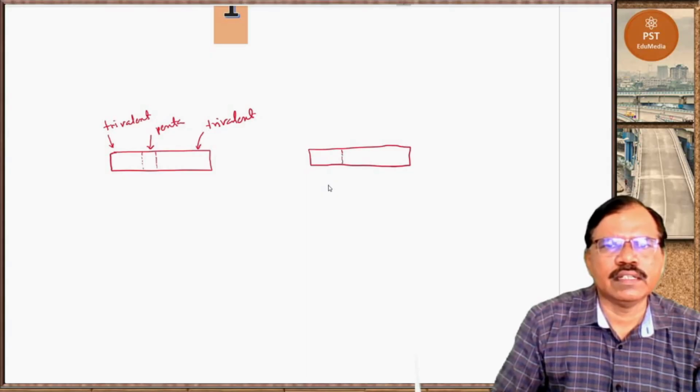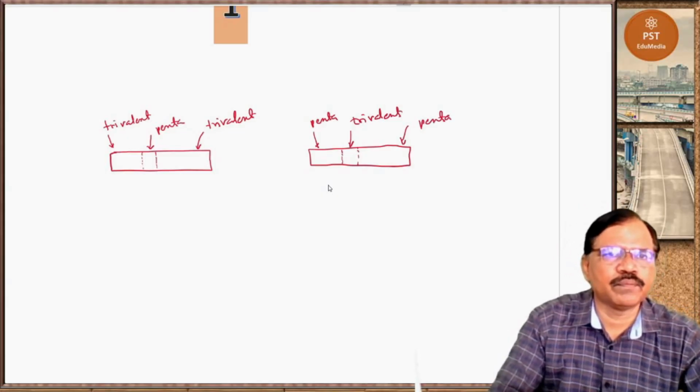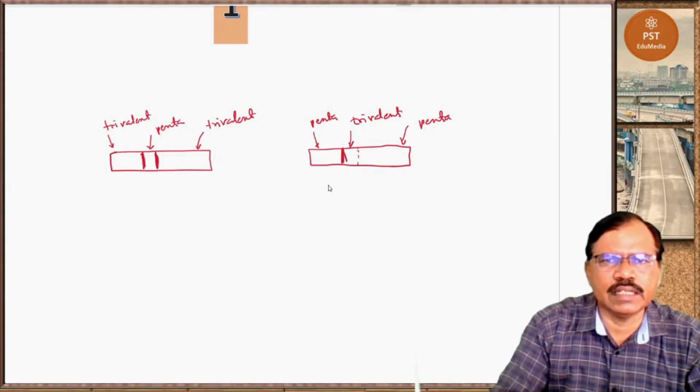In the second case, this is a semiconductor chip like germanium or silicon. Now this region is doped with pentavalent impurity, this region is doped with trivalent impurity, and this region is doped again with pentavalent impurity. So here we get one PN junction here and one PN junction here. Here also we get one PN junction.